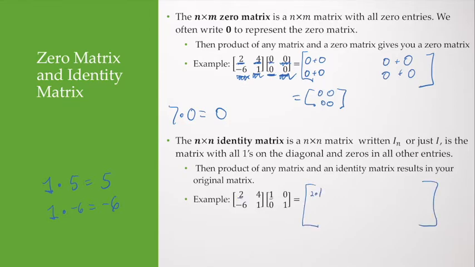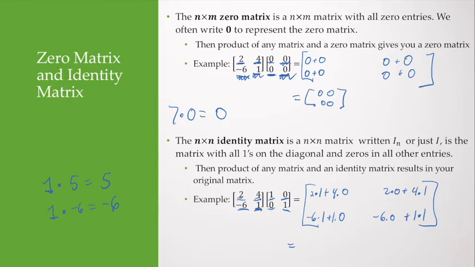Two times 1 plus 4 times 0. Negative 6 times 1 plus 1 times 0. 2 times 0 plus 4 times 1, negative 6 times 0, plus 1 times 1.